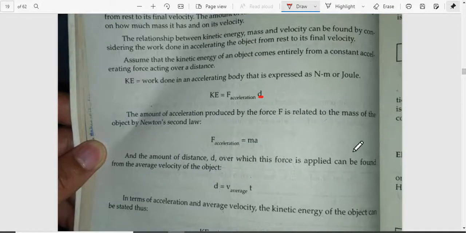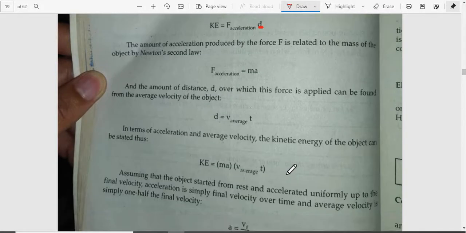The amount of acceleration produced by a force is related to the mass of the object by Newton's second law, which is force is equal to mass times acceleration. The distance over which this force is applied can be found from the average velocity of your object, which is distance equals average velocity times time.